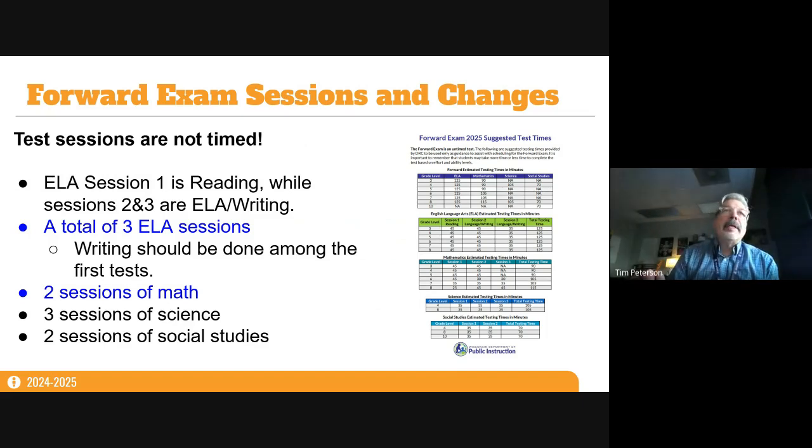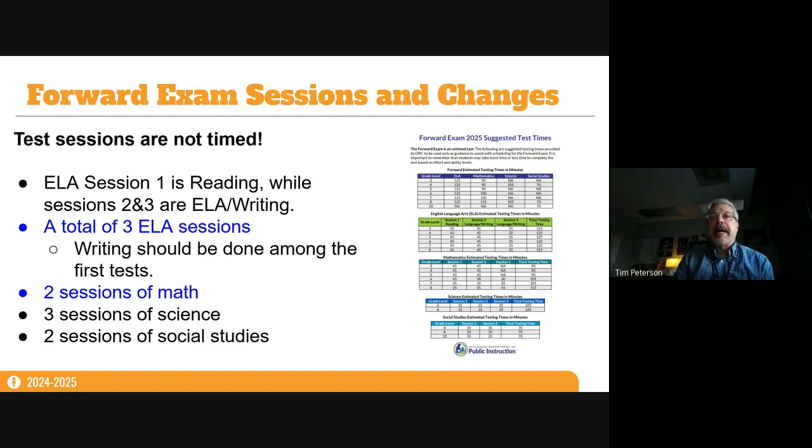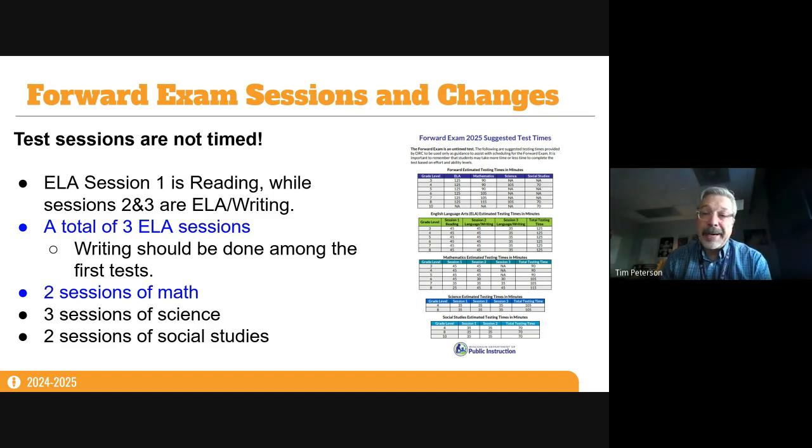Remember that the Forward Exam is not timed. Changes that are here that it talks about were changes that took place last year. So there are no changes, no differences from last year to this. The biggest change that we saw last year was in English language arts. So English language arts session 1 continues to be reading. Sessions 2 and 3 are the writing portions of English language arts. So there's a total of 3 sessions. There used to be 4, now there's 3.